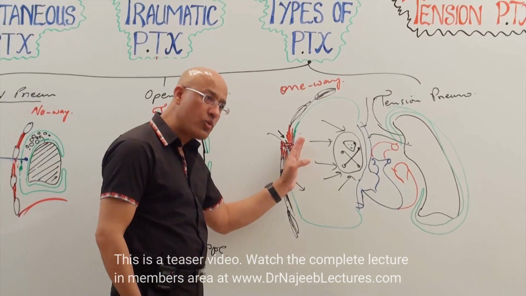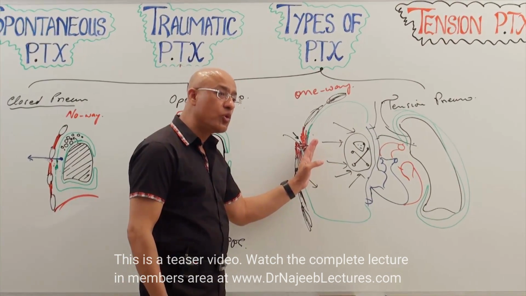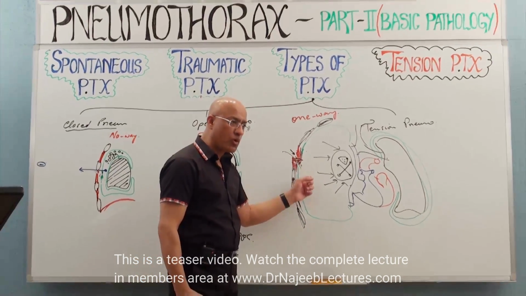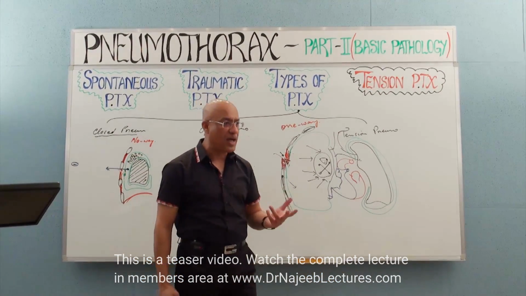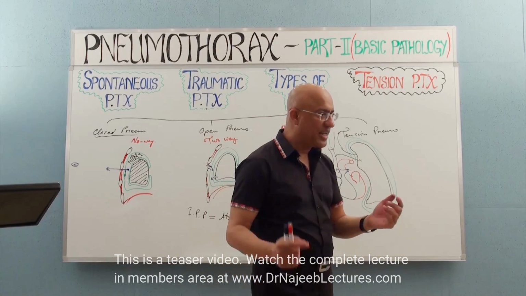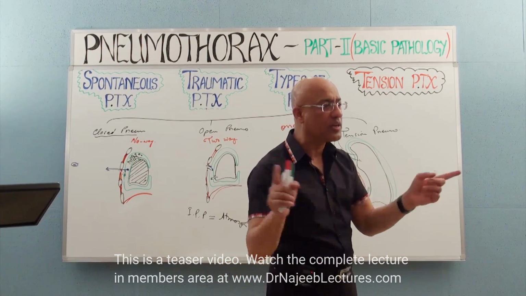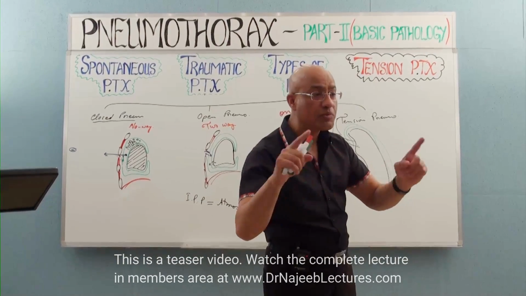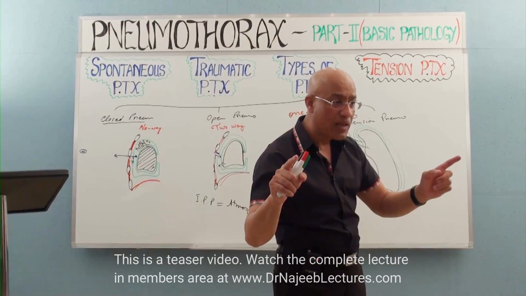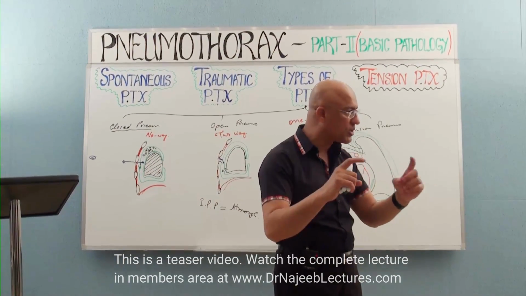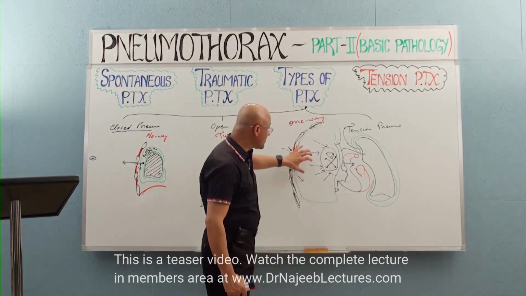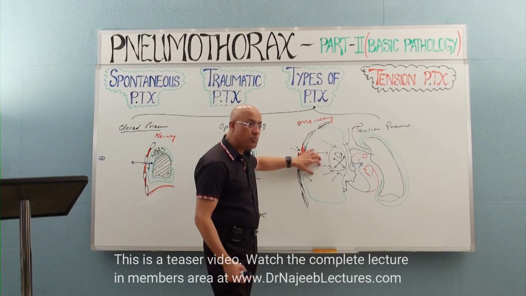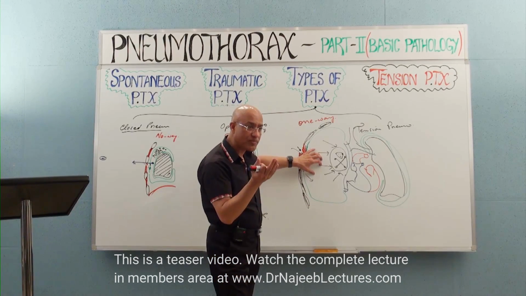Why does tension pneumothorax develop? It occurs in those situations where the point of entry of air into the pleural cavity acts as a one-way valve. During inspiration, air enters into the pleural cavity, but during expiration, it cannot exit. Due to this reason, there is progressive accumulation of air, and this air develops pressure more above the atmospheric pressure.